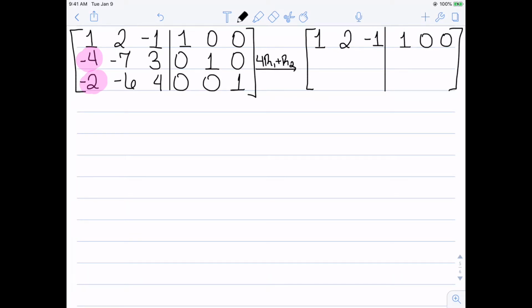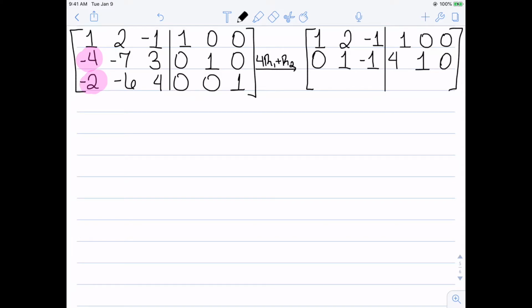I then have 4 times 1 is 4, minus 4 is 0. 4 times 2 is 8, minus 7 is 1. 4 times negative 1 is negative 4, plus 3 is negative 1. On the right, I have 4 times 1 is 4, plus 0 is 4. 4 times 0 is 0, plus 1 is 1. And 4 times 0 is 0, plus 0 is 0.